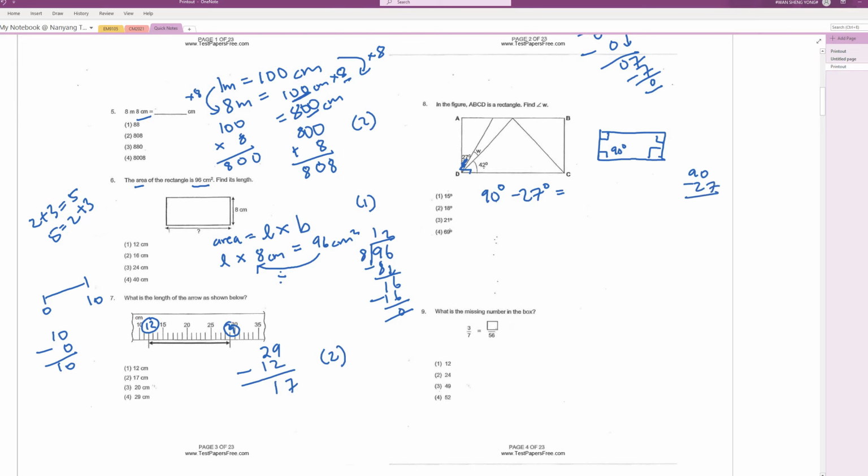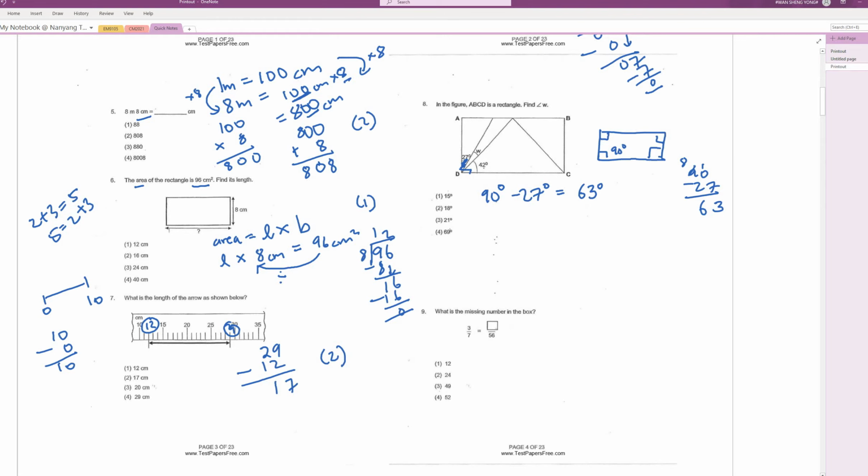Alright, 0 cannot minus 7, so we borrow 1 from here. This number becomes 10. So 10 minus 7 is 3. Then we followed by 8 minus 2 is 6. So we have the number 63 degrees.